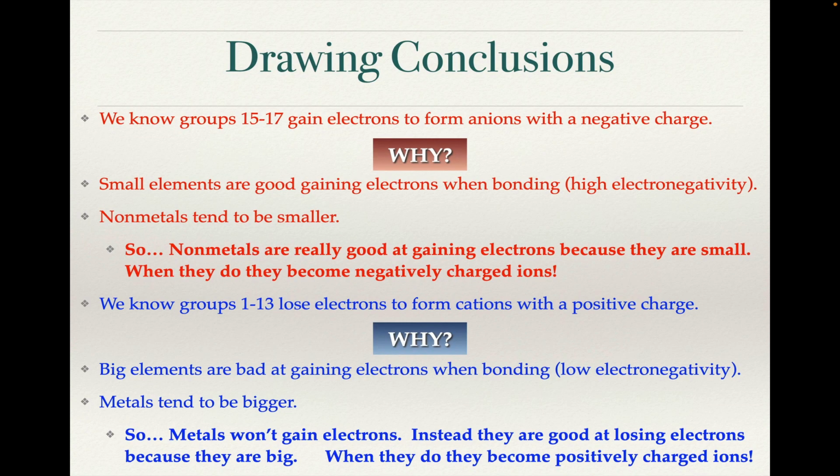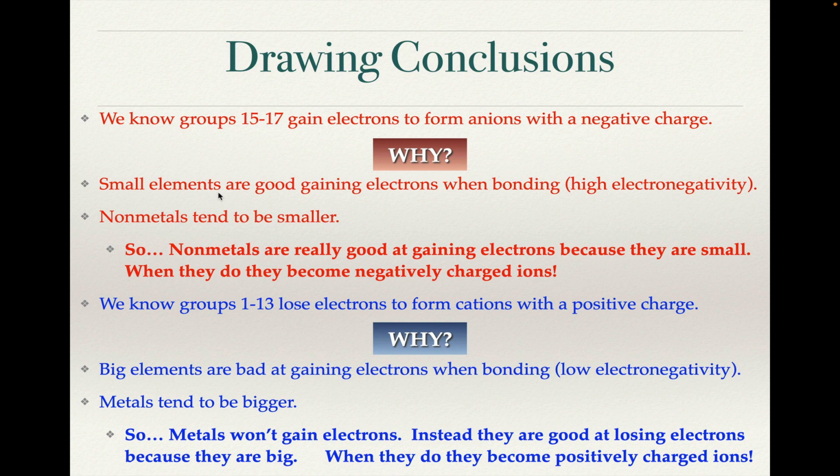Okay, let's draw some conclusions and talk about why. So we know groups 15 to 17 gain electrons to form anions with a negative charge. Okay, so we're talking about the nonmetals in the right-hand side of the periodic table. They gain electrons and they form anions. Well, why do they do that? Well, they're the smallest elements.